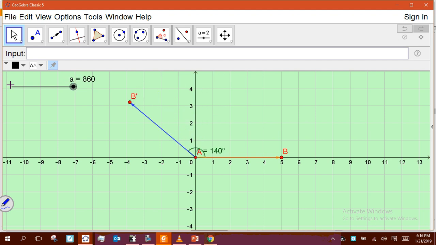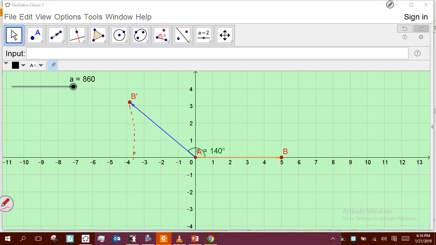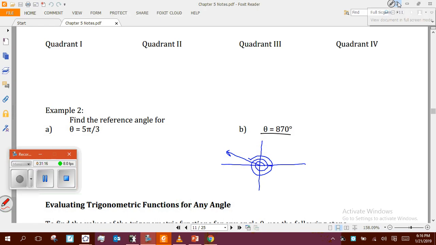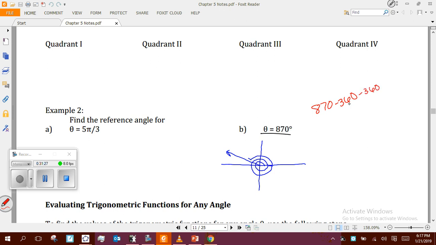So now, the question is, I draw that right triangle, how big is that angle right there? Okay. Well, right now, you see that we've got 140 degrees laid out. So where did that 140 come from? The 140 comes from this idea. 870 is coterminal. If I take 360 away, that's going to give me 870 minus 360 minus another 360. So that would be minus 720.